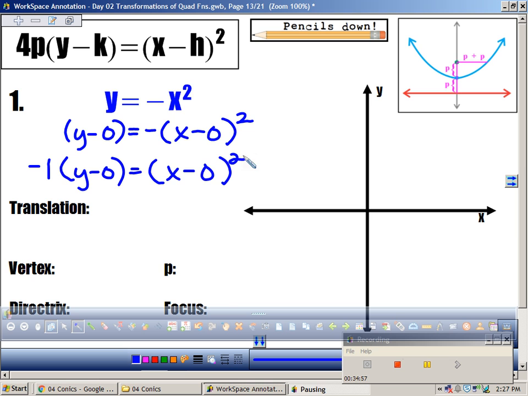So my translation is, I'm not going to be going anywhere at all on my horizontal change. I'm not going to be going anywhere at all on my vertical change, and it's going to be pointing down.